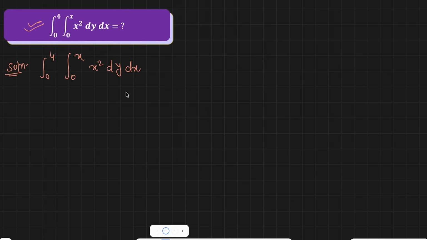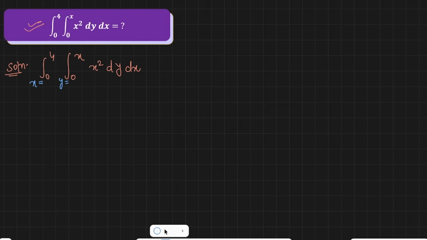First, see how to solve this. Whenever you have this, you just proceed with the same idea. Because this is x here, and I am integrating with respect to y, this will be the limit of y, and this will be the limit of x. As I told you, this is from 0 to 4.